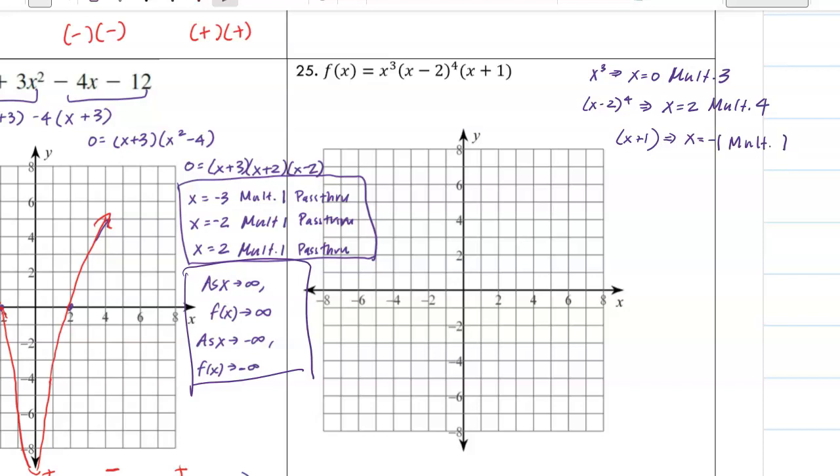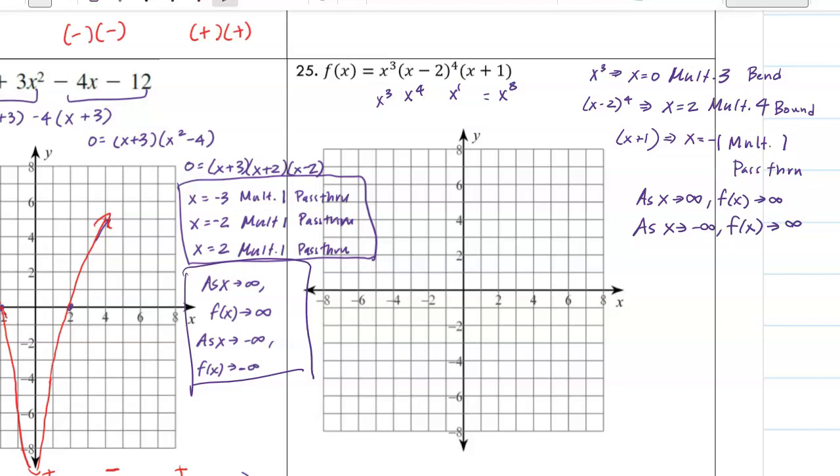Okay, so we know that here it's going to bend, bounce, and pass through. And if I collect the highest degrees, x to the fourth and x, and I add up the exponents, that's going to give me 8. I know that's an even function with a positive coefficient. So as x approaches positive infinity, f of x approaches positive infinity. As x approaches negative infinity, f of x approaches positive infinity. Both of them are going to behave like a positive coefficient parabola.